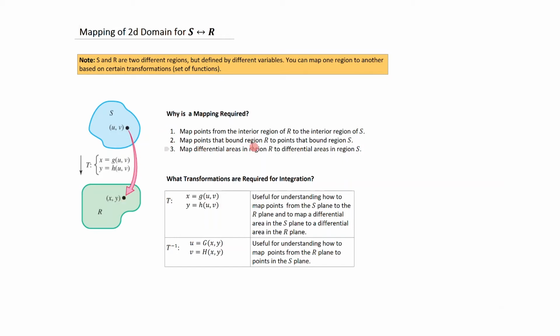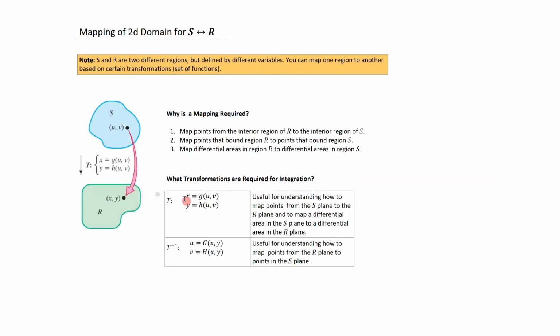Secondly, you map points at the boundary of region R to points at the boundary of region S. So you're essentially going from some point here to some point on the boundary. If you go once around the boundary here, you're basically mapping the boundary of S. Thirdly, you're mapping differential areas in region R to differential areas in region S. In Cartesian coordinates, you would have a differential area dx dy, an infinitesimally small rectangular object. However, that object will take on a slightly different form in the transform coordinate system.